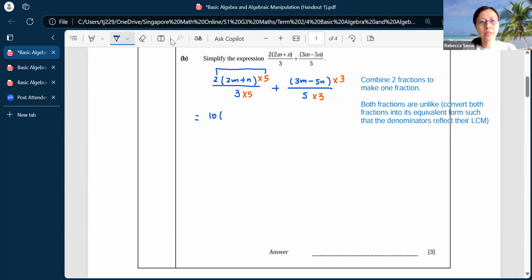And I am going to copy down whatever is within the bracket of the first numerator, which is 2n plus n. Denominator 15. And for the second one, 3, bring it to the front, copy down whatever is within the bracket, and denominator 15. Okay, so now I have converted both fractions to make them equivalent, such that the denominators are the same. And when they are the same, we can add them together under the same denominator.